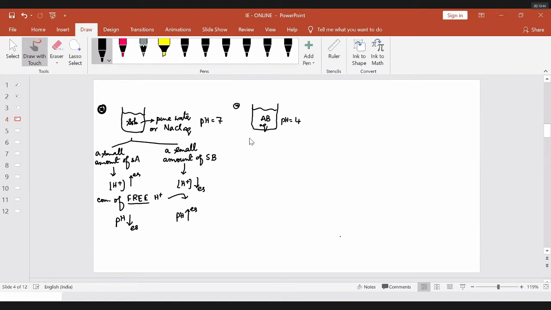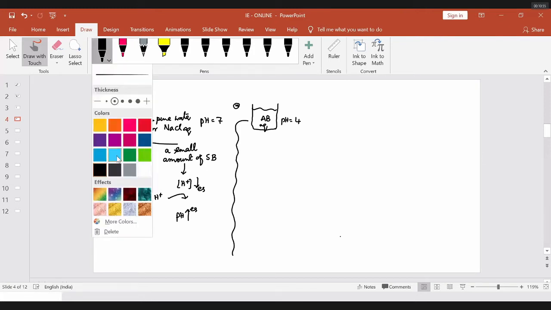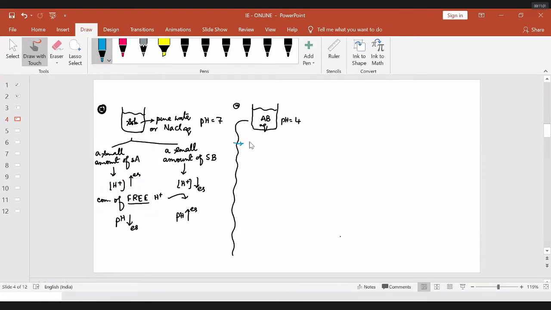Now what happens? Suppose, for example, in this solution, rule number one came, right? A small amount of strong acid is added. I am somewhat lazy, therefore I am not writing that word small. Keep it in mind, because that word is important for me in future discussion. I am adding a small amount of strong acid. Naturally, what am I expecting? I am expecting that already we are having some H plus ion concentration. Because of the addition of strong acid, H plus ion concentration increases, so pH should decrease.